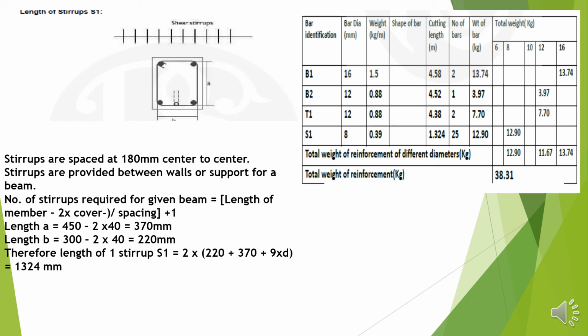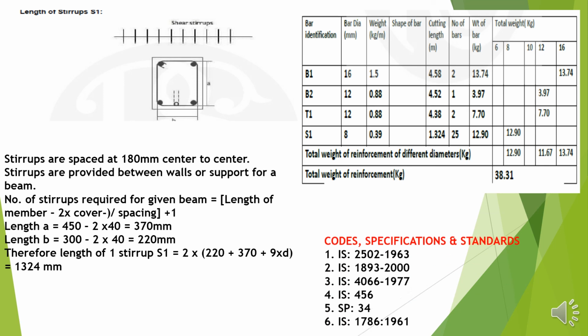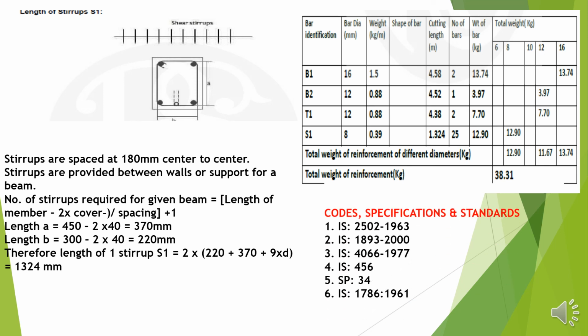Here you can see the bar bending schedule. B1 bar dia 16 mm, weight per meter is 1.5 kgs, cutting length 4.58, number of bars 2, weight of bar 13.74. I put it in 13.74 under 16 dia. Like that, I have done the calculation. So total reinforcement for the particular beam will be 38.31.